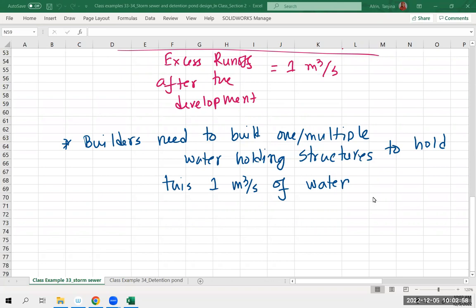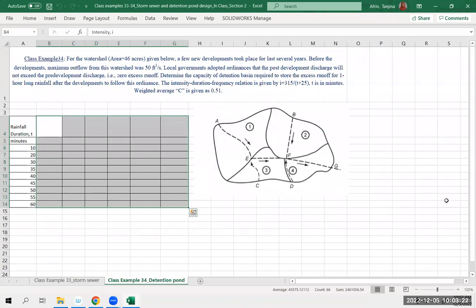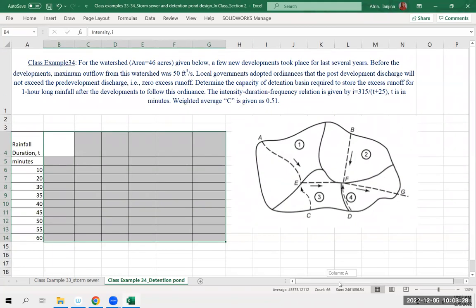So here, when we say that we need to build at least one water holding structure, we also say detention pond is the most common one. Then I thought, okay, let's do one class example on how to find the capacity for a detention pond. So class example 34 is that one, where we will design a detention pond capacity. And that is the very last class example for this course.